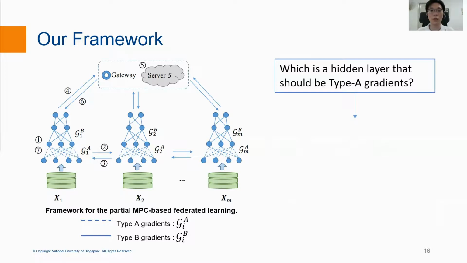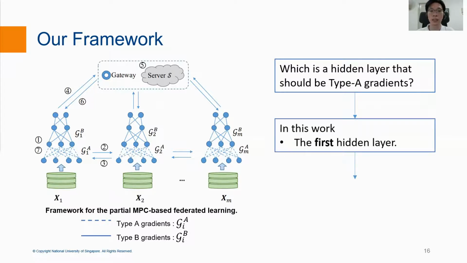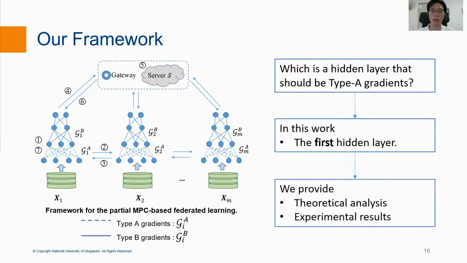So the question is, which hidden layer should be the type A gradient? In our paper, the first hidden layer should be gradient type A. We provide theoretical analysis, and the experimental results show that the first hidden layer should be encrypted to prevent DLG and iDLG.